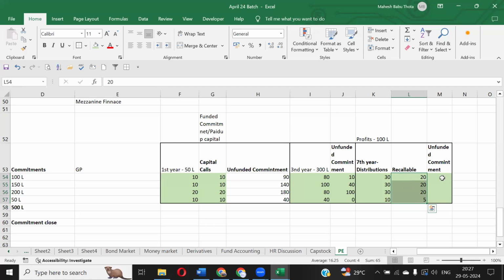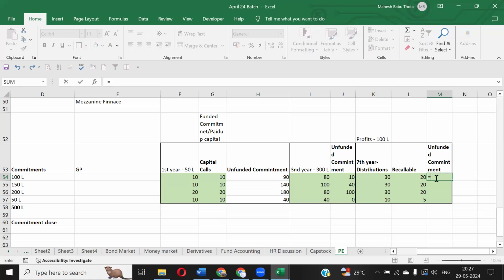So in this case, what would be the unfunded commitment? 10. Already they have unfunded 10 lakhs. I'm giving a distribution of 30. Out of 30, again 20 is recallable. Again, I can call back 20 also. So what would be the unfunded commitment in this case? 30 lakhs. Yes. Unfunded commitment is basically unfunded capital plus recallable distribution. All together will be considered for the unfunded commitment.